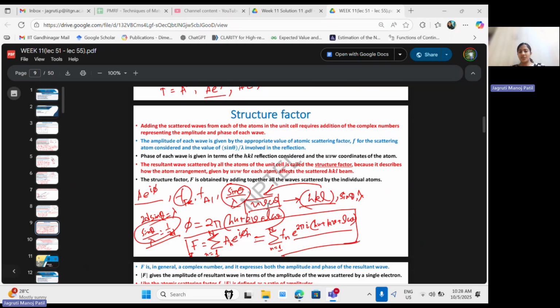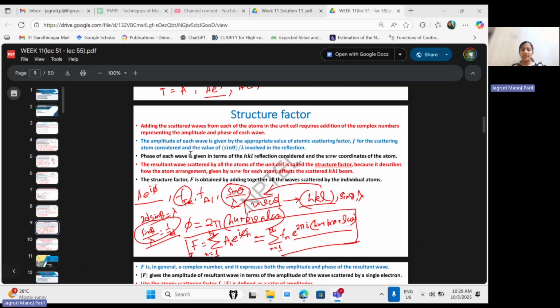Now, following the structure factor, how do you compute it? Adding the scattered waves from each atom in a unit cell requires addition of complex numbers which represent the amplitude and phase of each wave that we just saw. The amplitude of each wave is given by an appropriate value of the atomic scattering factor, f, for the scattering atom considered, and the value of sin theta by lambda involved in the reflection, that's your Bragg's law. The phase of each wave is then given in terms of the hkl reflection and the uvw coordinates of the atom.